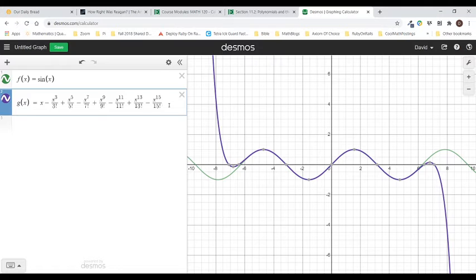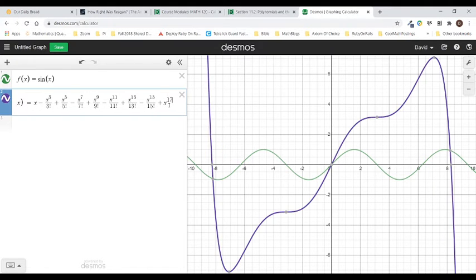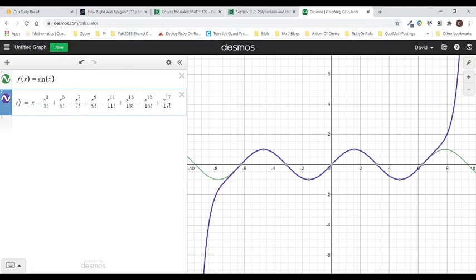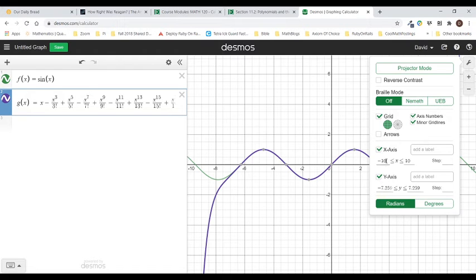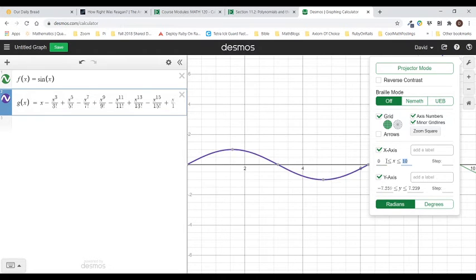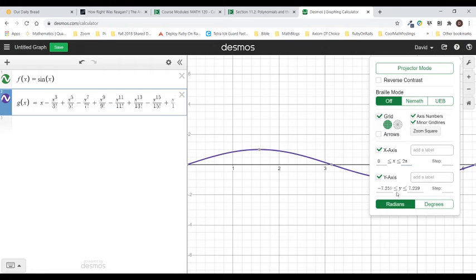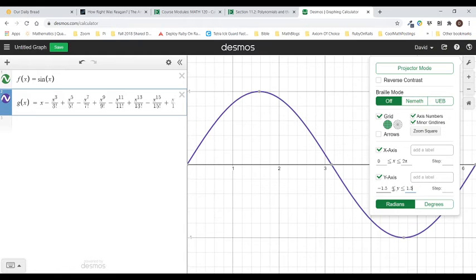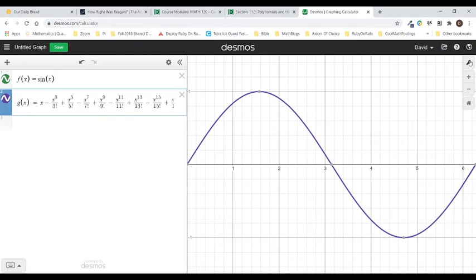Let's add one more term. Plus x to the 17th divided by 17 factorial. And if we just go from 0 to 2 pi, you can see that the graphs are almost identical. Let's change the window a little bit, just going from 0 to 2 pi, and look at the part of the graph we find interesting. That's not the graph of sine. That's the graph of sine along with the graph of this very long polynomial.